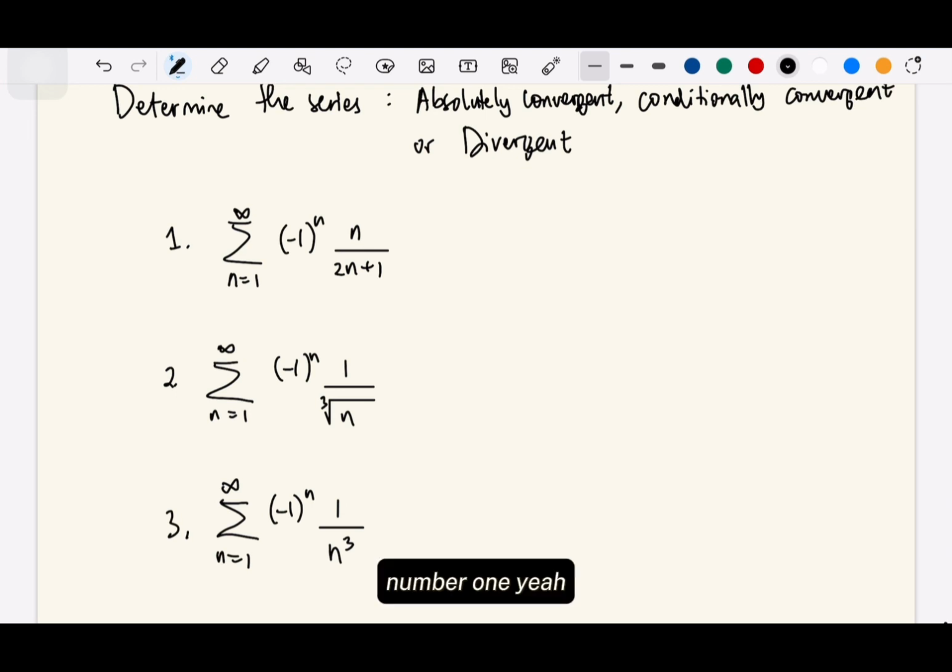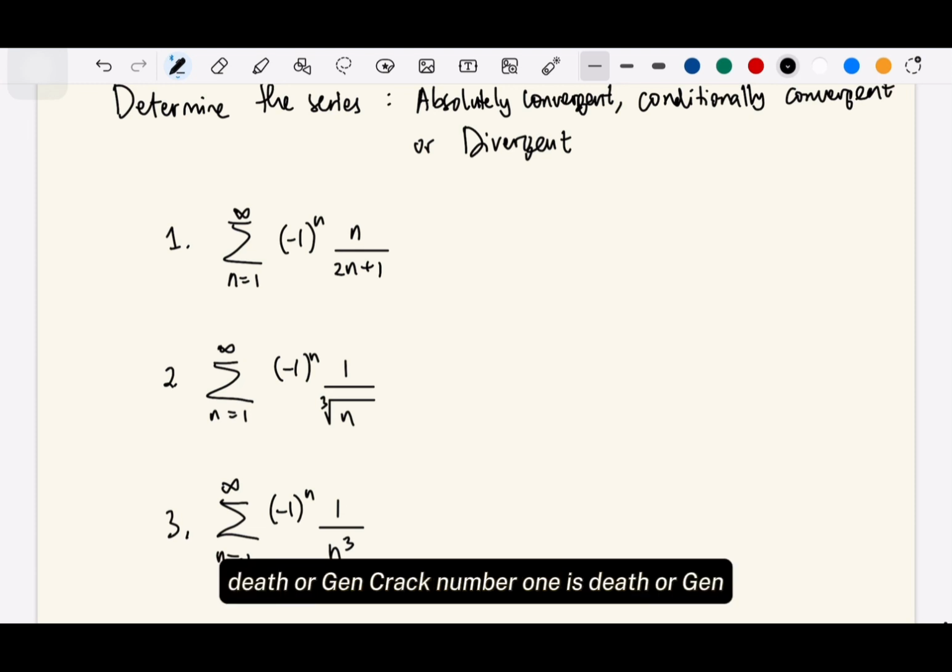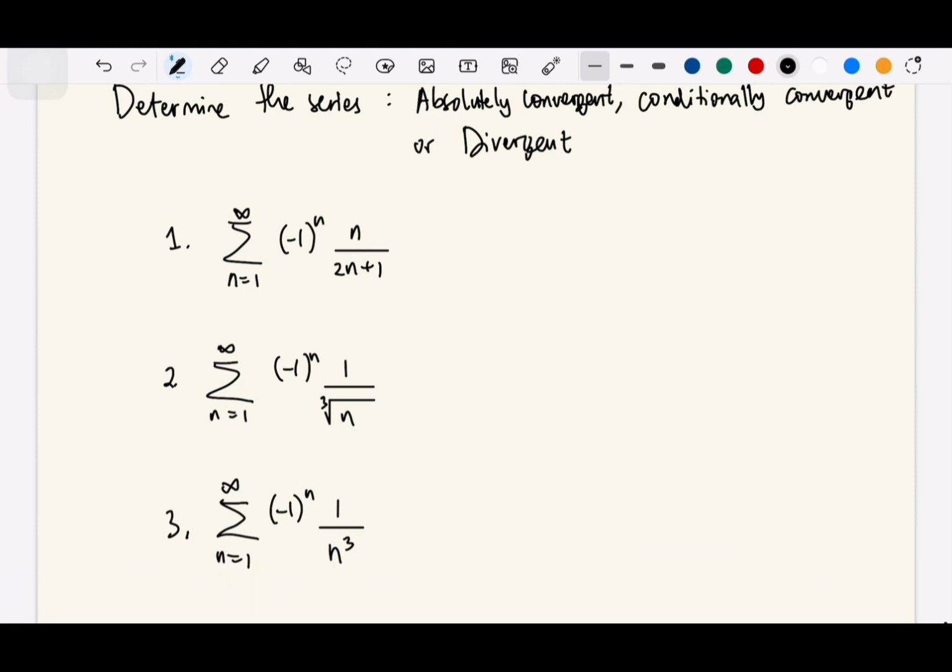Give me number 1. Yeah, divergent. Correct. Number 1 is divergent. So when you read this, you didn't get the answer. Go back to your notes. And remember, this is variable 1.